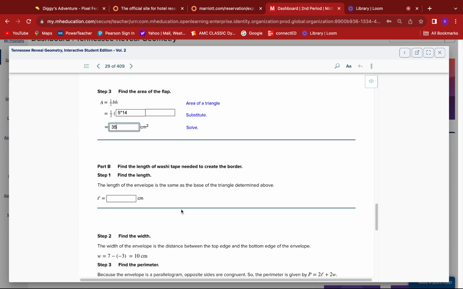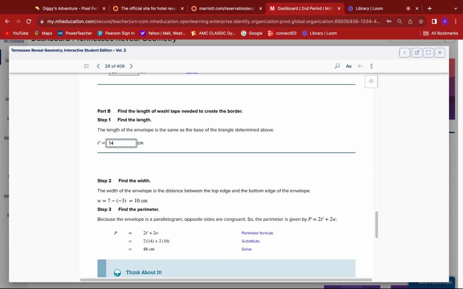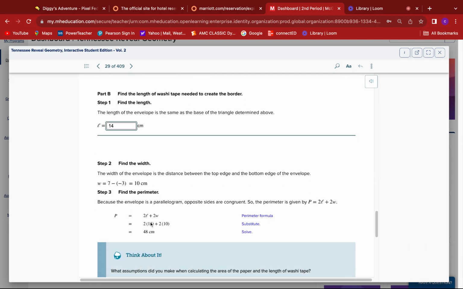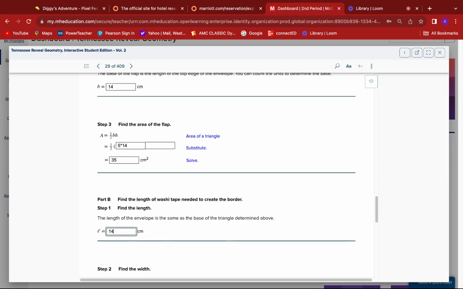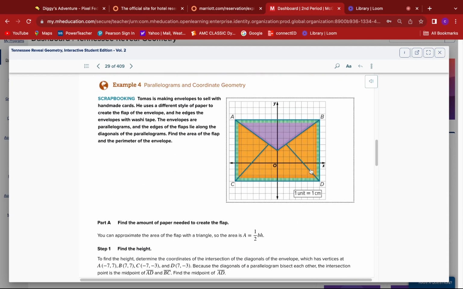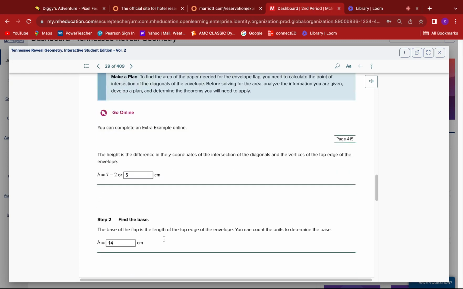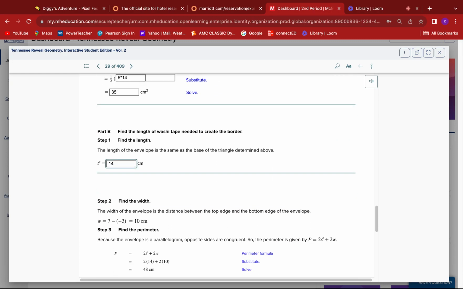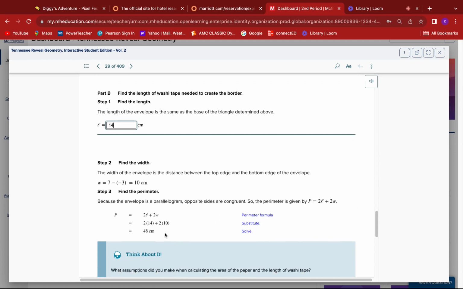So what do they want me to do here? The length of the envelope is the same as the base. That was 14, and there'll be 2 of those, by the way. In step 2, there's your 14. Now they want us to find the width. They're just counting out 7 up, 3 down, which makes a total of 10. They're going to have 2 of those, and that's why it's 2 times 10. Oh, they did this for us, which is nice. That's 48. So yay, they did that for us.